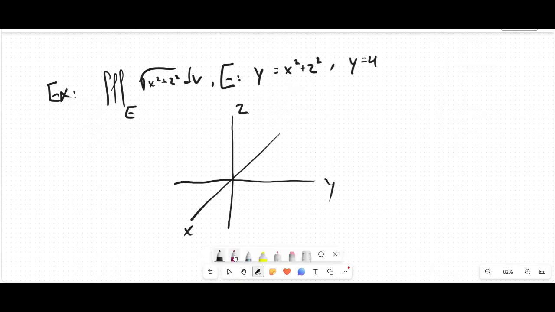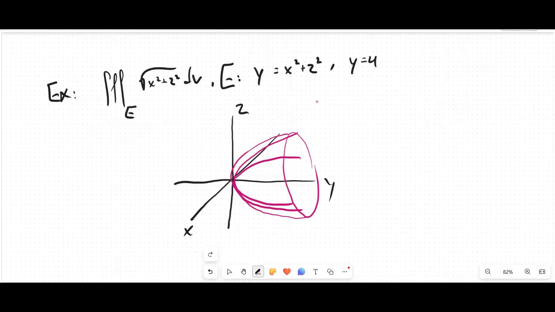It's a paraboloid, but it opens up in the Y direction. There's our paraboloid. I'm so satisfied with that last line. And then Y equals 4 is probably right here. Yeah, that's Y equals 4 right there.